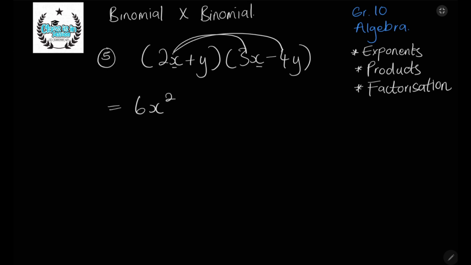Then 2x times negative 4y. We'll say 2 times negative 4, which is negative 8. Let's account for the variables. We have x here and y. x times y is xy.